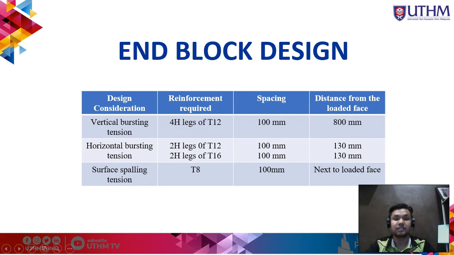And this is the design summary for the end block design. For the vertical bursting tension, we propose 4 H legs of T12 with spacing of 100 mm, at a distance from the loaded face of 800 mm. For the horizontal bursting tension, 2 H legs of T12 and T16, both with spacing of 100 mm, and the distance is 130 mm. For the surface spalling tension, the proposed reinforcement required is T8 with a spacing of 100 mm, where the distance is next to the loaded face.